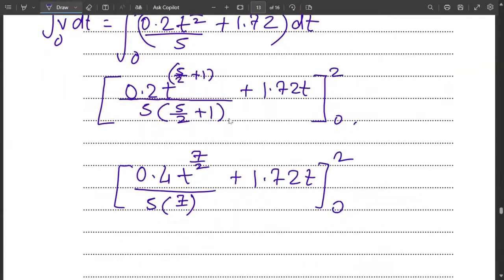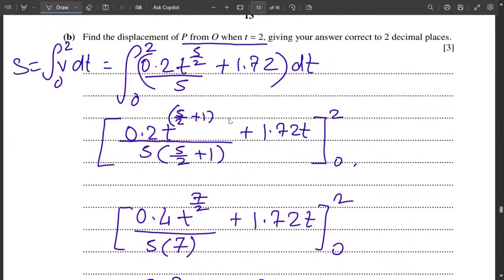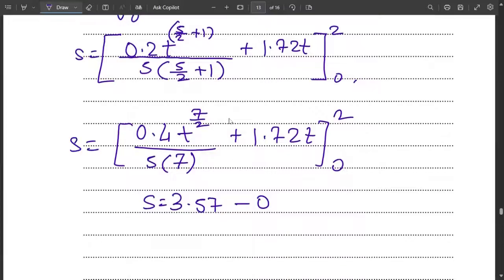Now, if you put this in the calculator, 0.4 into t raised to 7 upon 2, minus this, the answer we'll get is 3.57 minus 0. This is the displacement. Displacement equals this. Therefore, the answer is s equals 3.57. So this is our final answer. Now let's go to the next question.